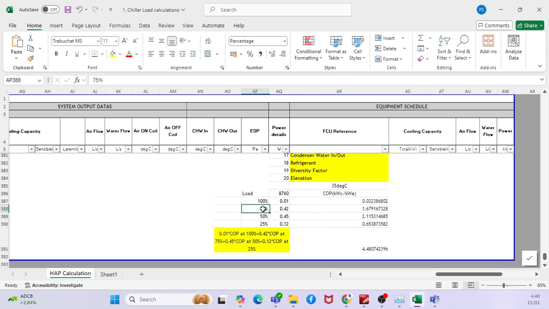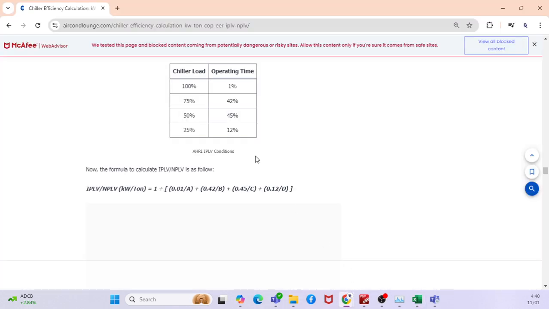See, why we take 75 percentage, 50 and 25, because of your chiller load. For example, if you go to this website, what they are saying, operating time, because of your weather profile. When you get a maximum temperature, say for example 46 degrees Celsius, only that will be for 1 percentage. Assume 8760 hours. What is 1 percentage? 87 hours. So as an overall, 87 or 88 hours only is the 100 percentage load. The remaining 42 percentage will be 75 percentage load, the remaining 45 percentage will be 50 percentage load, and the remaining will be 12 percentage, 25 percentage load.